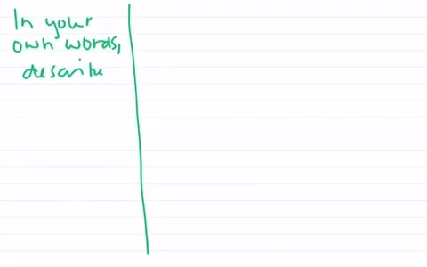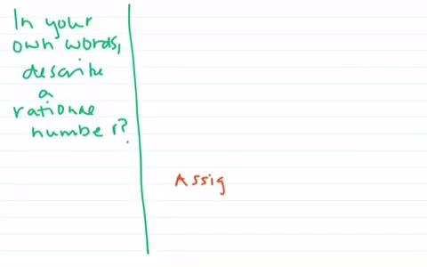Okay, in your own words, this is how we're going to kind of close out the lesson. I want you to describe a rational number. Okay, so let's kind of summarize what we just learned in your own words and make sure to write in complete sentences. When you're finished, be prepared to share, but while we're waiting on everybody, you can go ahead and start your assignment, and that's page 57, 8 through 15.